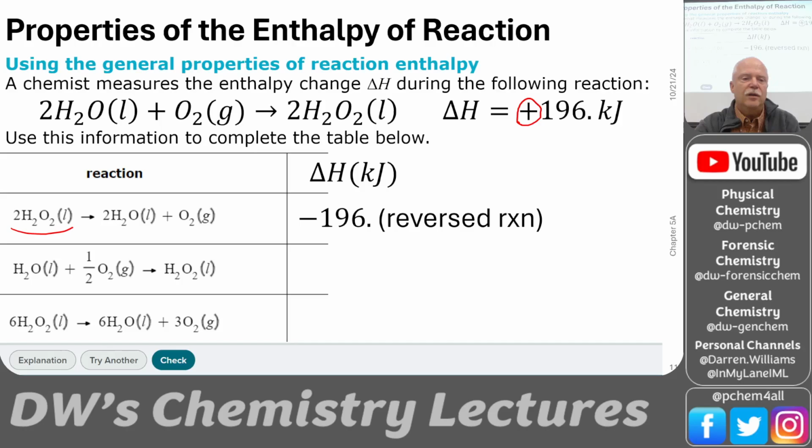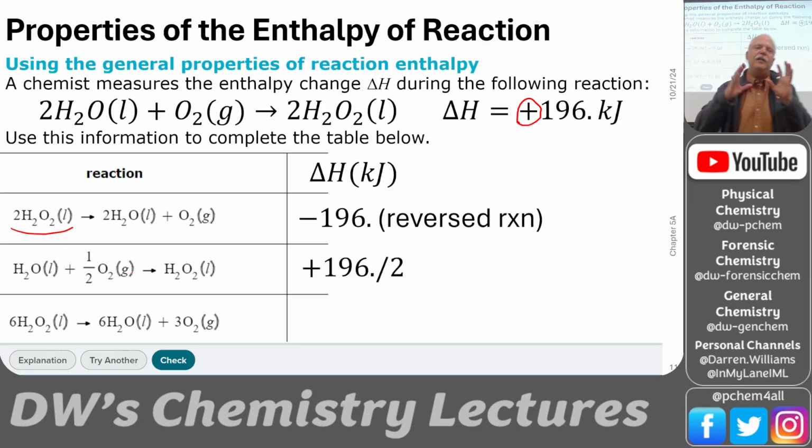What about this next one? Okay, it's written the same way. Water and oxygen are on the left. This time we're only forming 1 mole of hydrogen peroxide. We've obviously divided everything by 2. And so all we have to do for this one is divide that 196 by 2. Because if you divide the whole reaction by 2, you can also divide the enthalpy by 2.